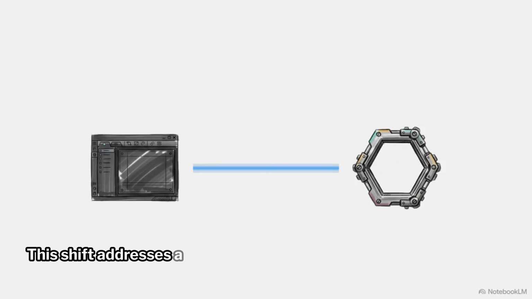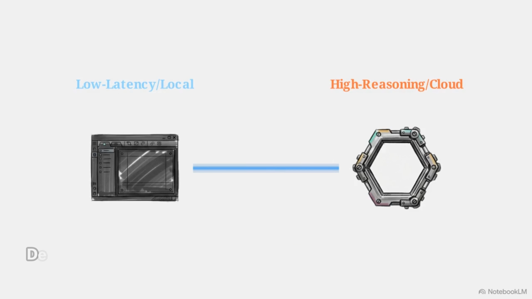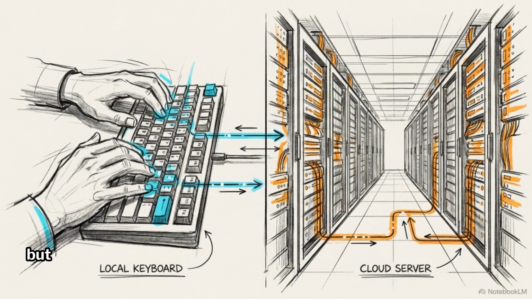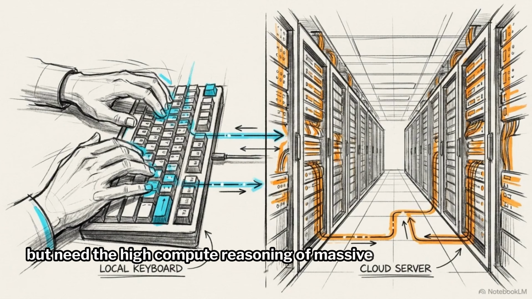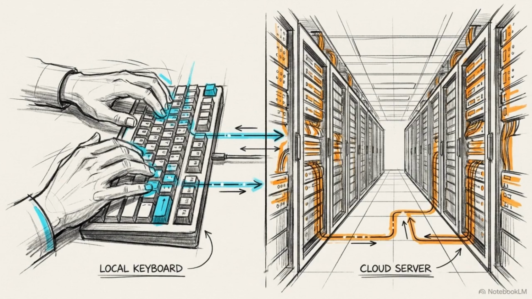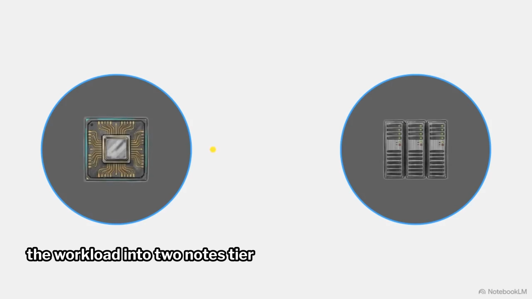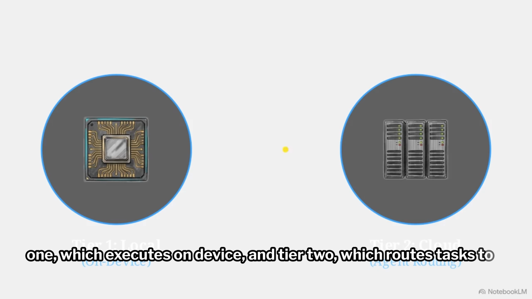This shift addresses a persistent engineering trade-off. Developers require the instant response of local processing for typing, but need the high compute reasoning of massive models for multi-file planning. The architecture formally separates the workload into two nodes: Tier 1, which executes on device, and Tier 2, which routes tasks to the cloud.